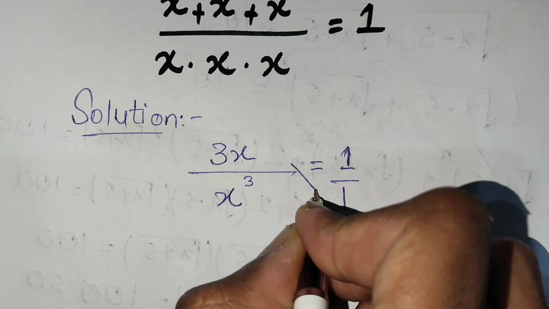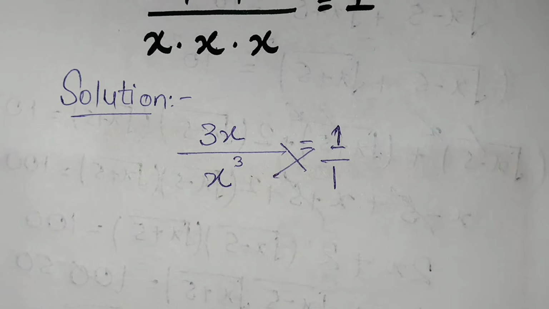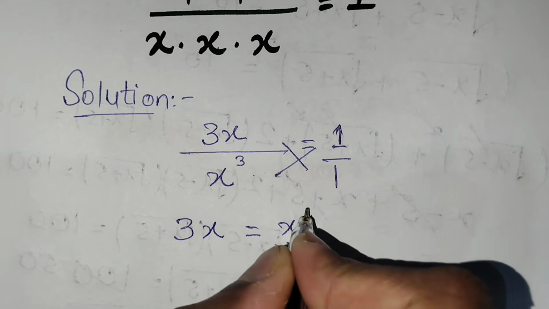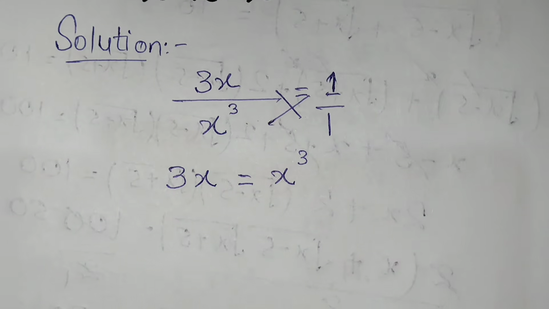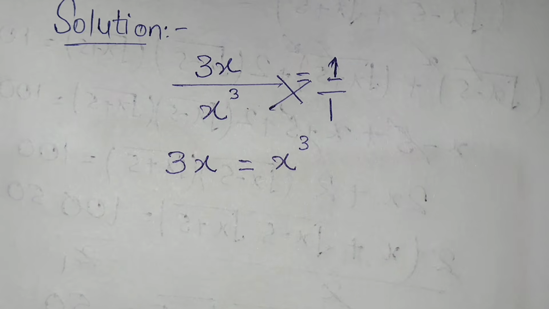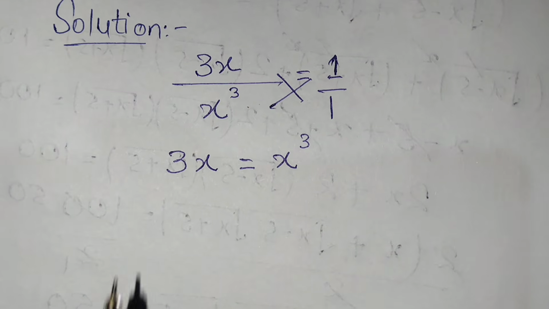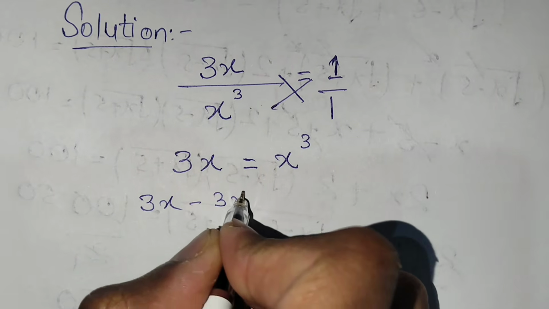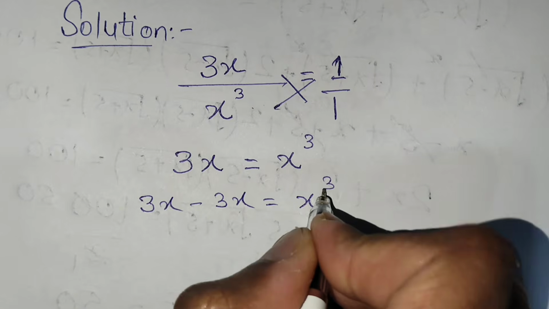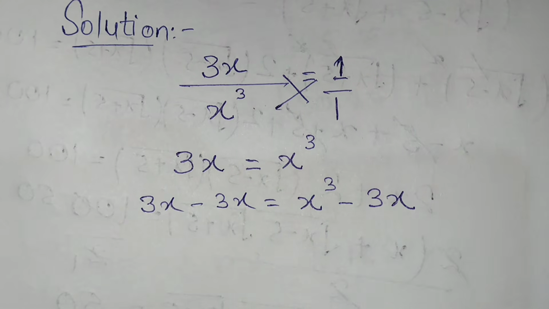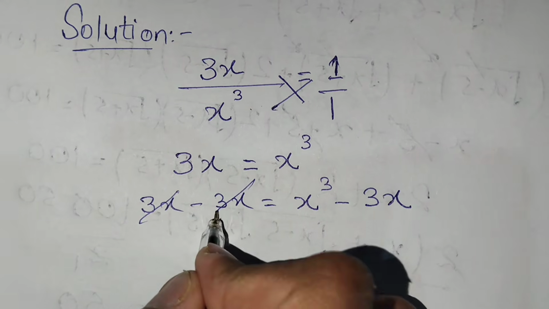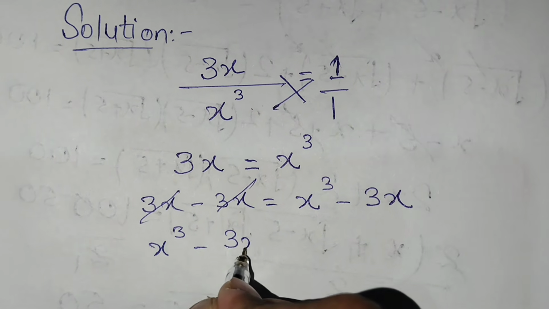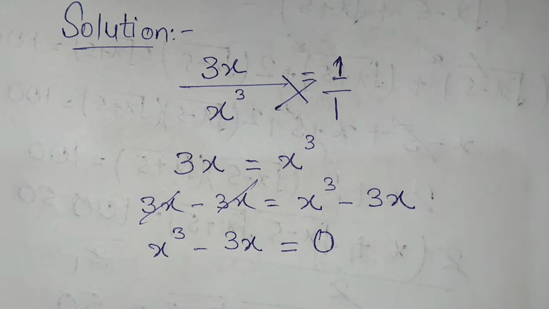By cross multiplication we can write this as 3x equals x cube. Subtract 3x on both sides of the equation: 0 is equal to x cube minus 3x. Plus 3x minus 3x cancel, we have x cube minus 3x is equal to 0.